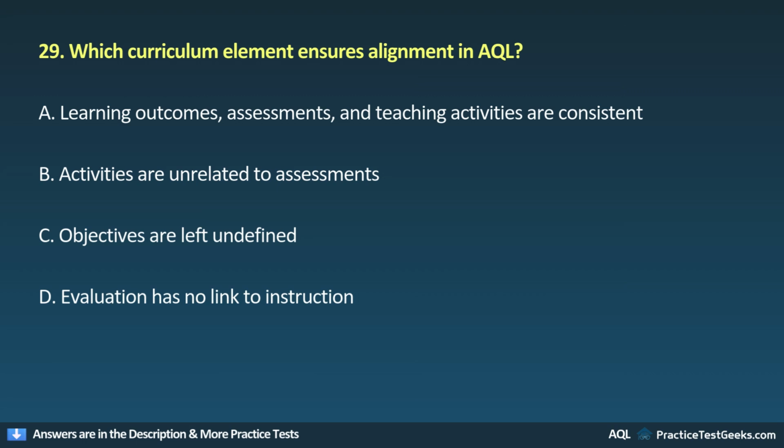29. Which curriculum element ensures alignment in AQL? A. Learning outcomes, assessments, and teaching activities are consistent. B. Activities are unrelated to assessments. C. Objectives are left undefined. D. Evaluation has no link to instruction.